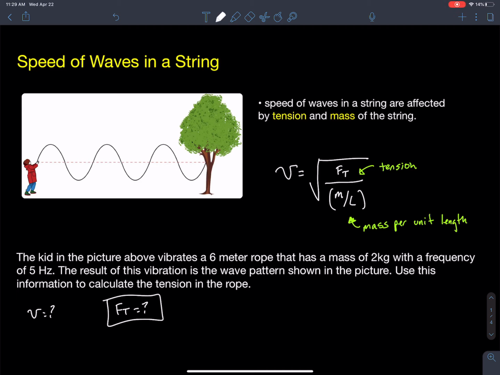Okay, so I'm going to put a box around that. So I'm trying to find the force of tension, but another variable that I don't have is the speed. So I'm going to have to try to find the speed of that wave in the rope before I can even get to the tension.